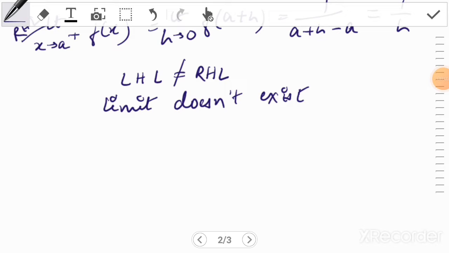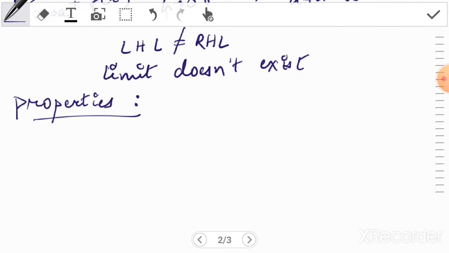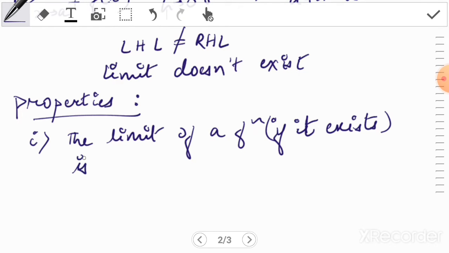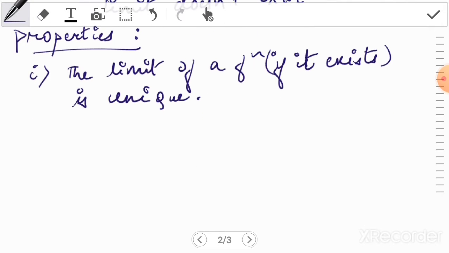Next is properties of limits. First property is the limit of a function, if it exists, is unique. Okay, the limit of a function, if it exists, is unique, right?